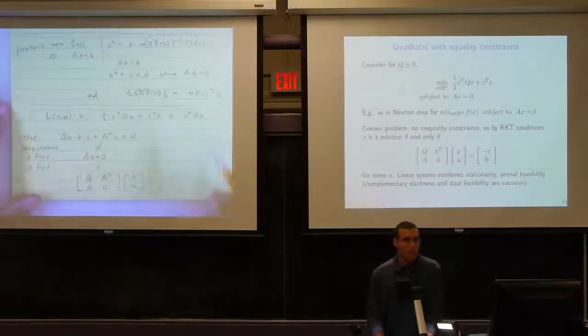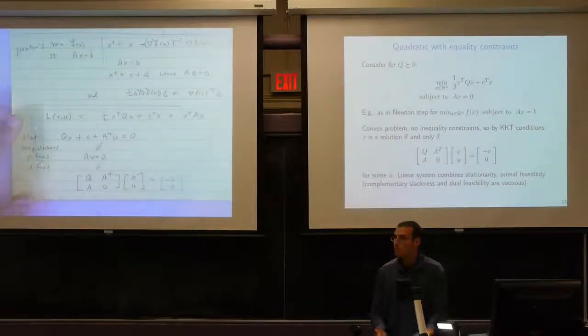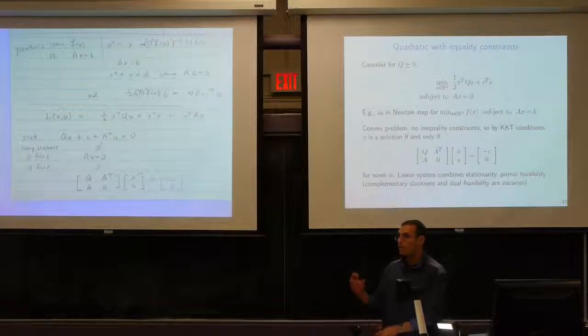So again, there's actually an explicit solution here, right? We just invert this matrix. The first block gives us the primal solution. The second block gives us the dual solution.